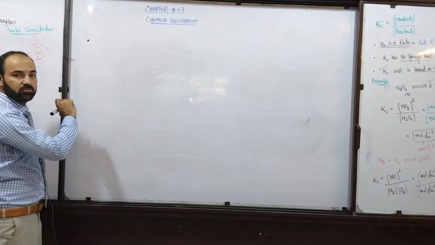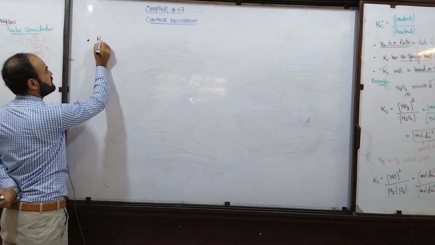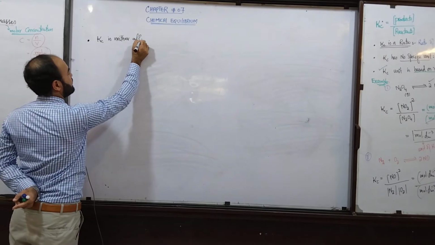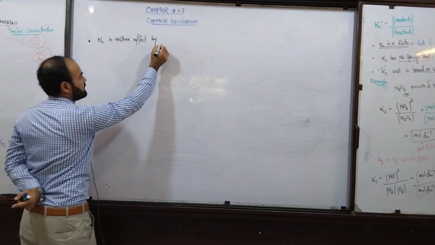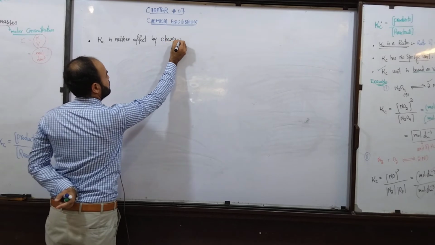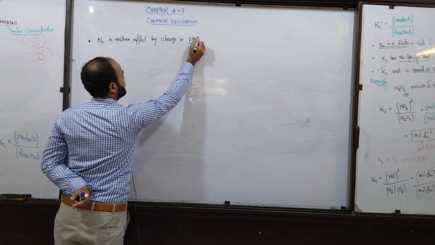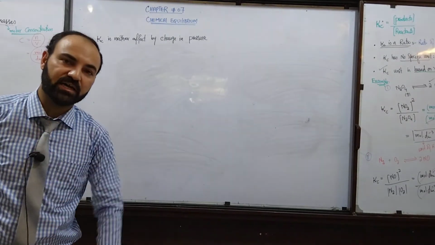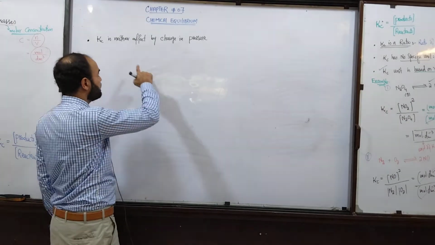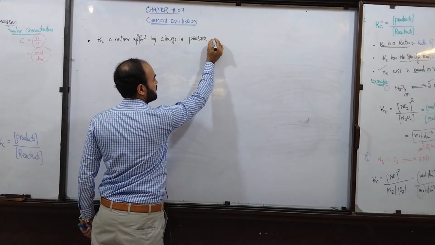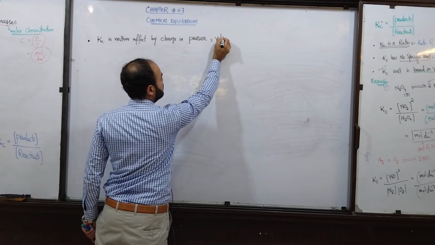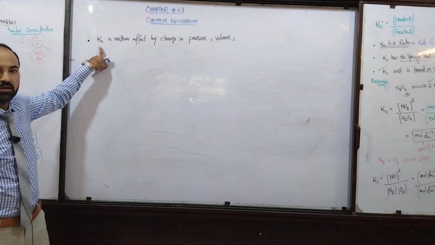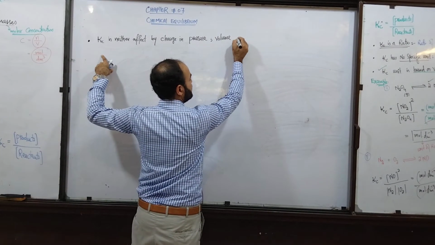The next point is that Kc is neither affected by a change in pressure. Remember that by changing the pressure for a chemical reaction, there will be no change in the Kc. There is a disturbance in equilibrium, but not in the Kc. Second, a change in volume will not affect the Kc. And third, concentration.